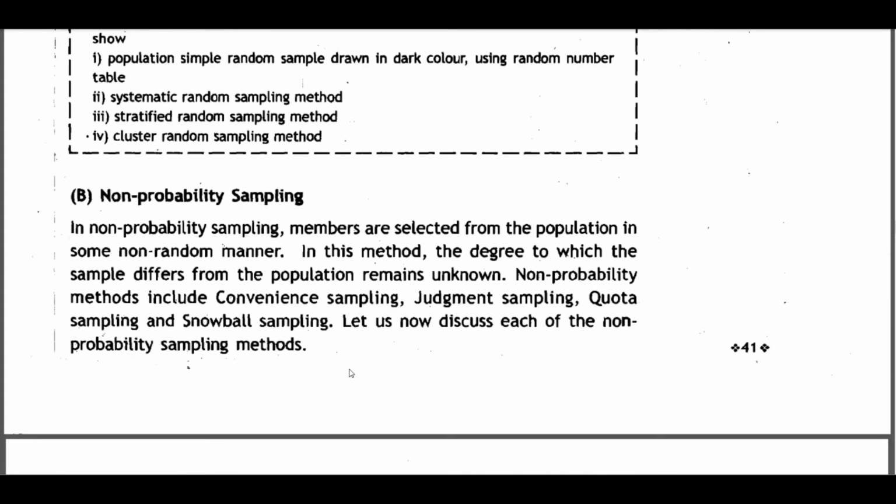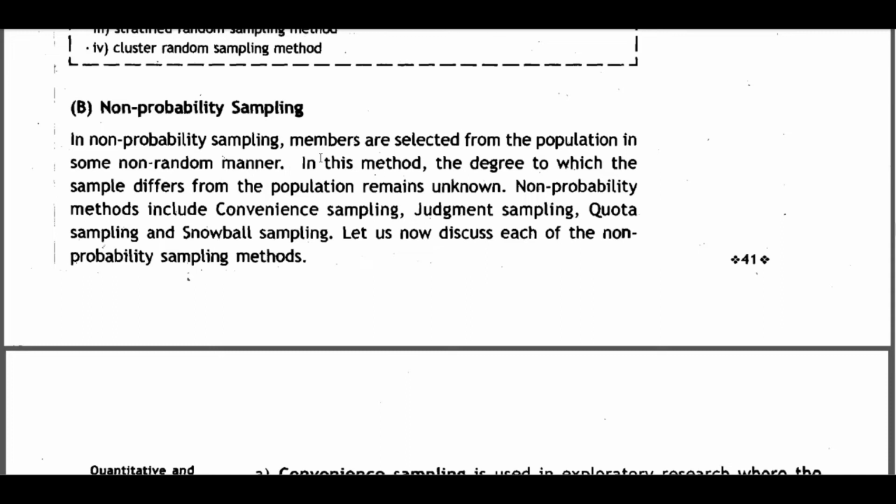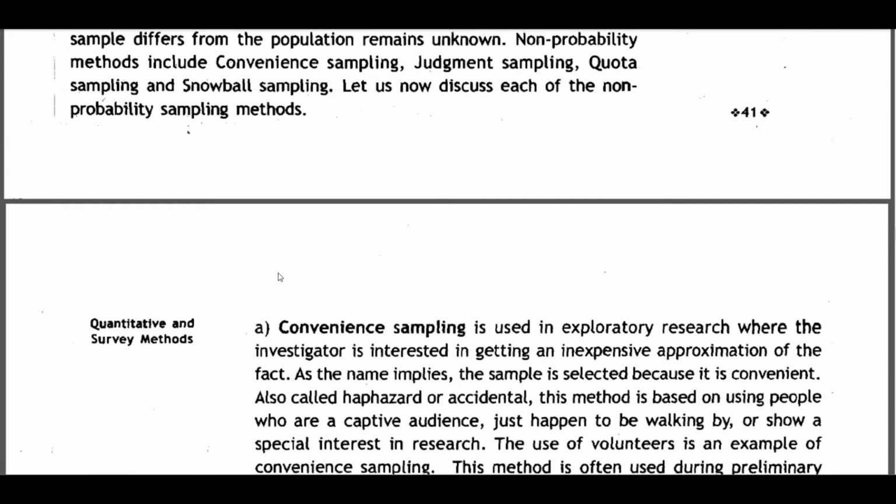B. Non-probability sampling. In non-probability sampling, members are selected from the population in some non-random manner. In this method, the degree to which the sample differs from the population remains unknown. Non-probability methods include convenience sampling, judgment sampling, quota sampling, and snowball sampling. Let us now discuss each of the non-probability sampling methods.